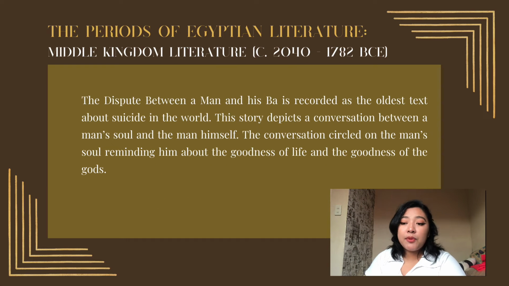The dispute between a man and his ba is recorded as the oldest text about suicide in this world. This story is depicted as a conversation between a man's soul and the man himself. The conversation circled on the man's soul, reminding him of the goodness of life and the goodness of the gods.